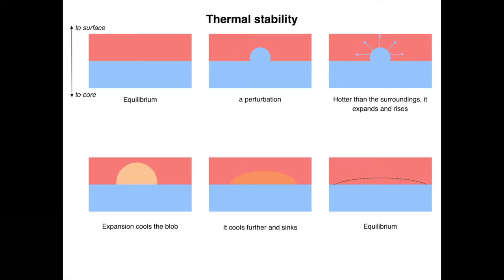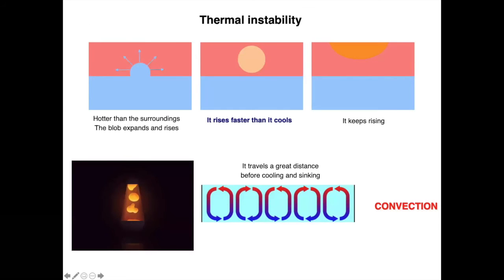What is a situation of thermal instability? The thermal instability would happen if that blob rises faster than it can cool down. If it rises faster than it can cool down, it just keeps rising. It's going to travel a great distance before cooling and sinking back. This process is convection. You see that happening in a lava lamp. It is rising. While it rises, it cools. Eventually, then it cools and then sinks back. So to understand this process, let's consider the bubble in the sun.